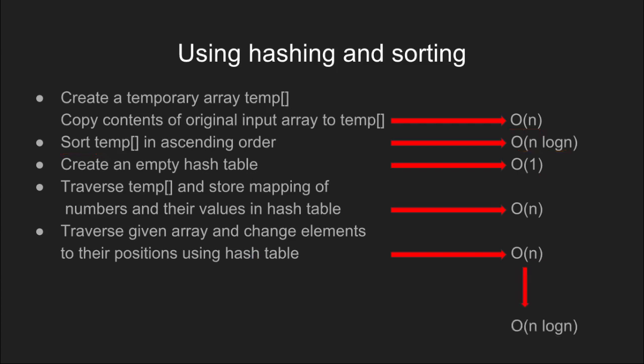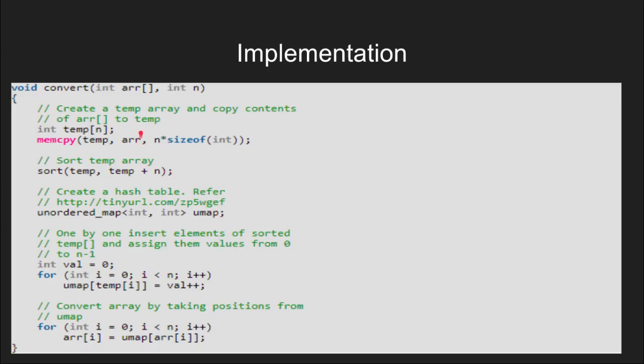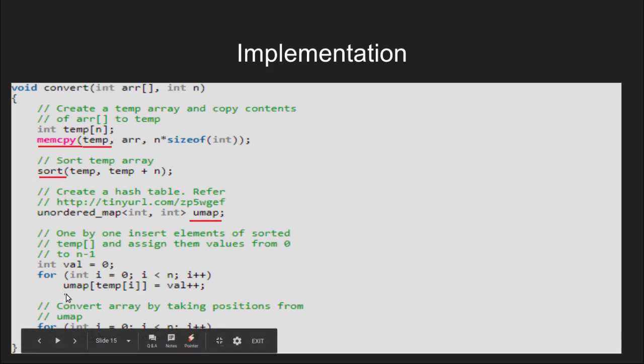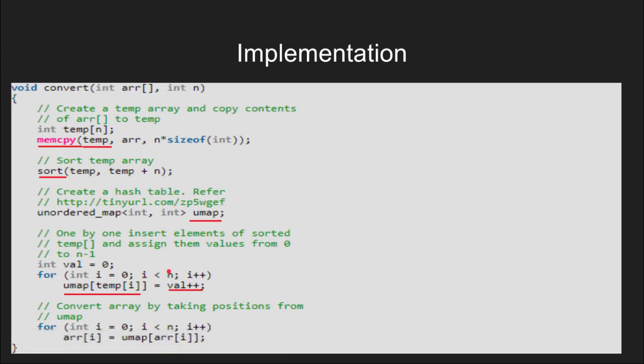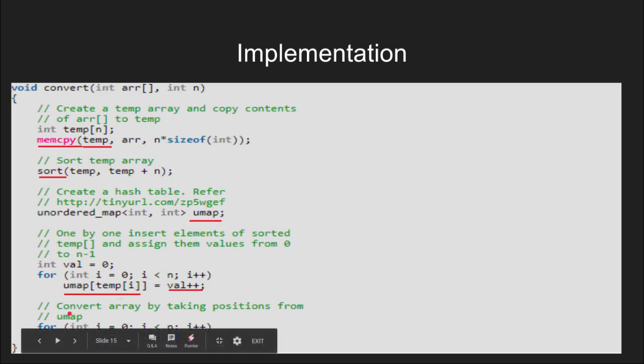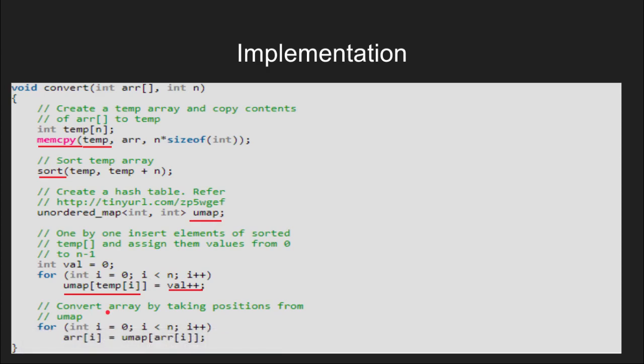At last, we look over the implementation of this method. A copy of the input array is created and sorted. We call this array temp. Next, we create an empty hash table and one by one we insert elements of the sorted array temp and assign them values from 0 to n minus 1, as discussed in the beginning of this tutorial. At last, we convert the array by taking position from the hash table, and so we convert an array to reduced form. This brings us to the end of this video tutorial.